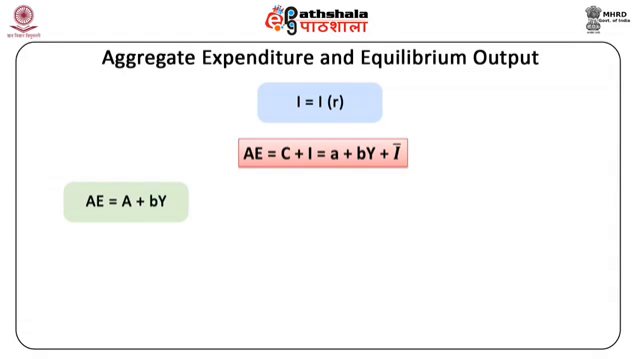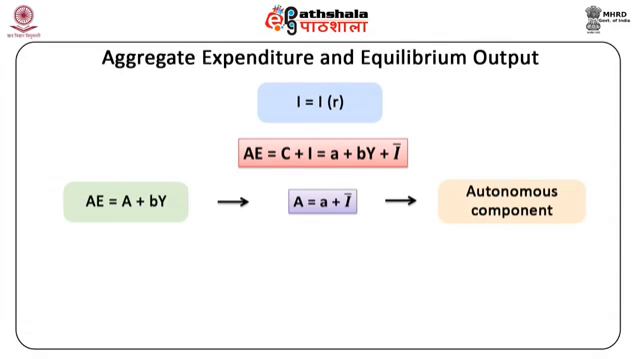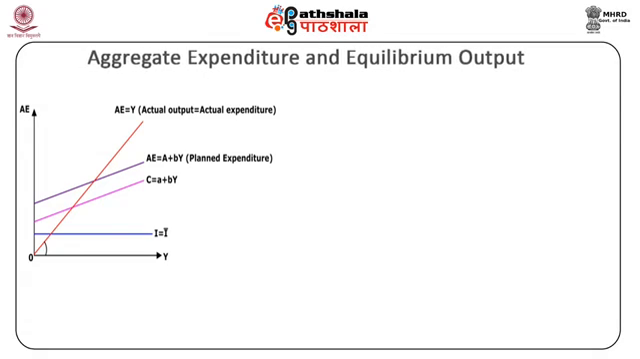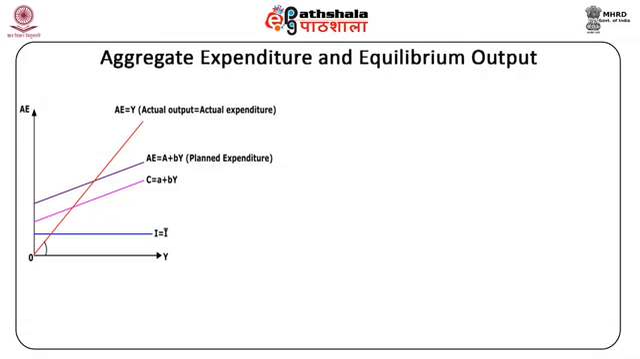So, aggregate demand is equal to A plus BY, where A is equal to small a plus I bar and is the autonomous component of aggregate expenditure, and BY is the induced component of aggregate demand which changes due to the change in income levels. In the diagram, we take income on the x-axis and aggregate expenditure on the y-axis. The slope of the AE curve is the same as the consumption function.